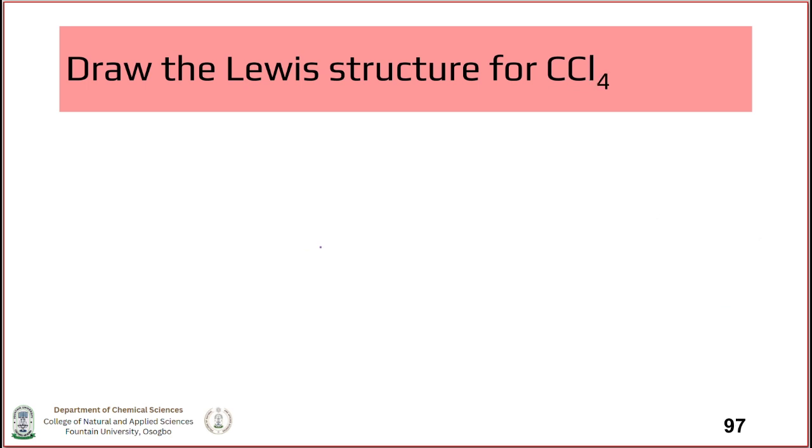So for CCl4, let's draw the Lewis structure. Of course, carbon is the least electronegative between carbon and chlorine, so carbon is going to be the central atom. But before that, what is the total number of electrons that will be needed for this Lewis structure? 4 electrons from carbon, and then we have 4 chlorine atoms. It's going to be 4 times Cl.